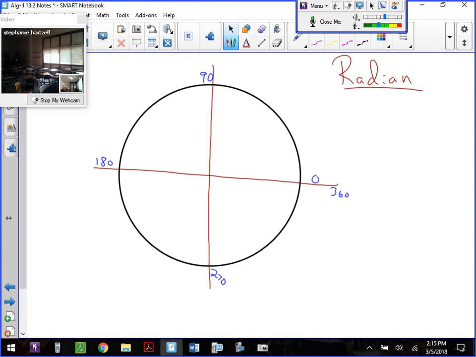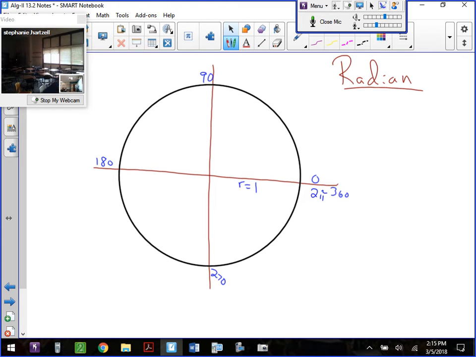Now, when you dealt with circumference, do you remember what the formula for circumference was? 2 pi r. Very good. Now, if I say that my radius here is 1, what's the circumference of that circle? 2 pi. So in order to get all the way around the circle, I have to go 2 pi. I still start at 0, but I end at 2 pi. Well, if I go halfway, how far do I go?